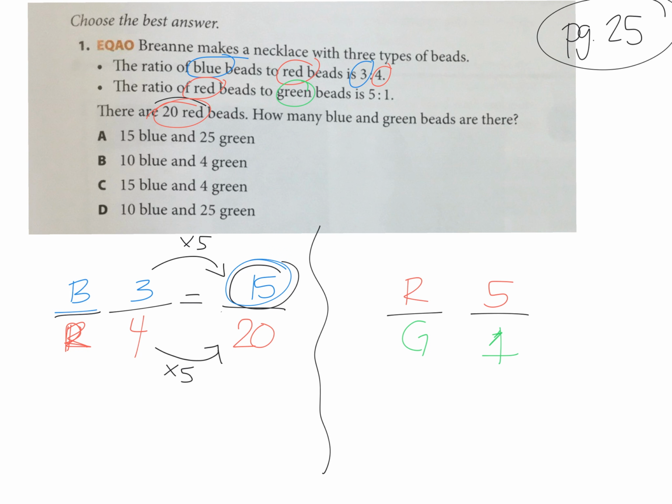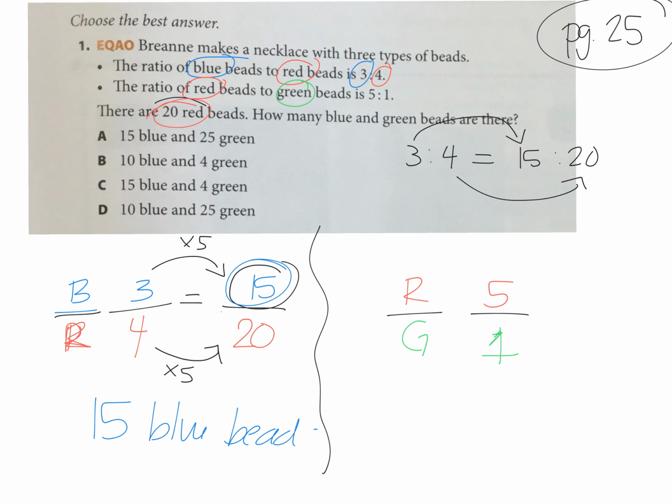What does this answer tell us? How many blue beads? 15 blue beads. No, not 15 over 20. It's a ratio of 3 to 4 equals 15 to 20. Does everyone agree? 3 times 5 is 15? And 4 times 5 is 20. They're equal. I can put that equal sign in the middle because we multiplied them each by the same number.